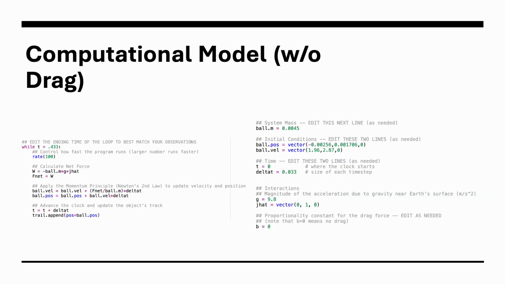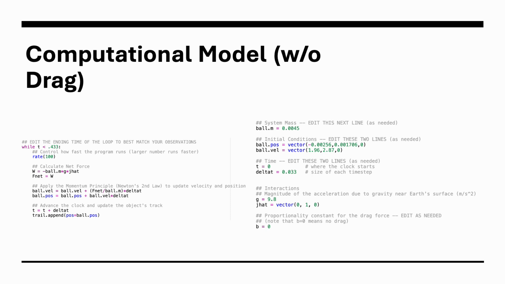Here's the computational model without the consideration of drag. F-net was calculated using the mass of the ball and the acceleration due to gravity. Since this force acts only in the y direction, we multiplied the expression by j hat, which is (0, 1, 0). Since there are no other forces acting on the paper ball, F-net was set to W.